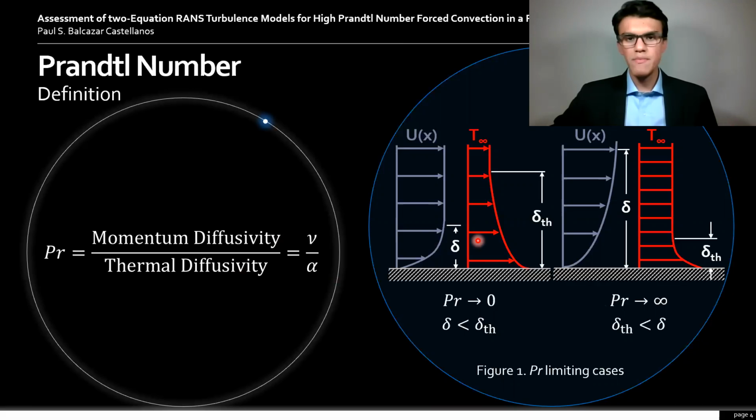This leads to two limiting cases, the first of Prandtl tending towards 0, where the thermal boundary layer is much thicker than the velocity boundary layer, and this behavior is observed in liquid metals. On the other hand, there are Prandtl numbers tending towards infinity, which are the ones that are relevant for this investigation, where the thermal boundary layer is much thinner than the velocity boundary layer. In fact, the region of conduction develops completely within the viscous sublayer, where the flow is laminar.